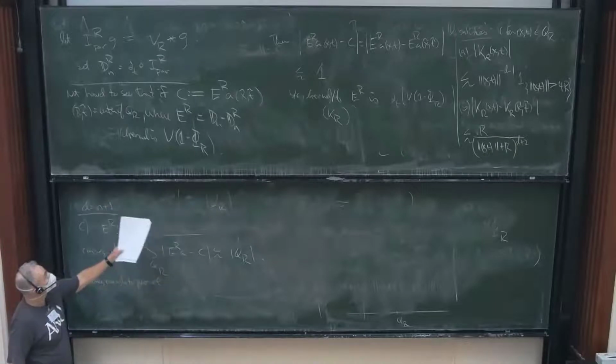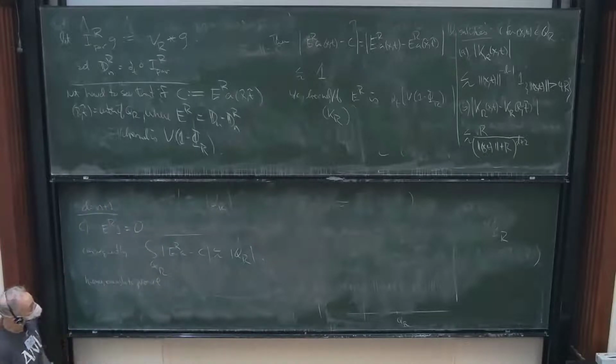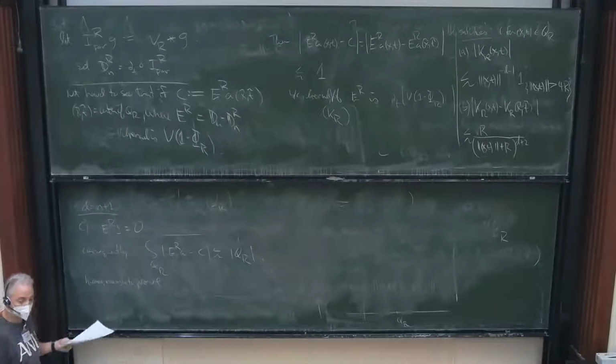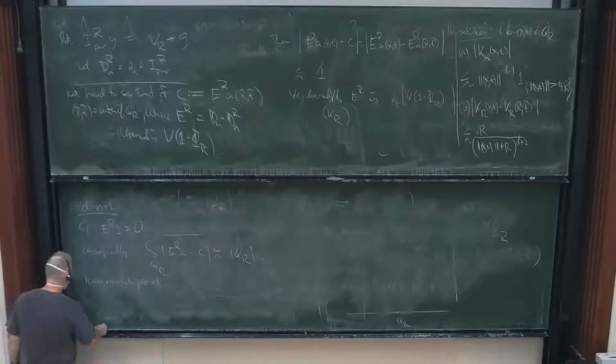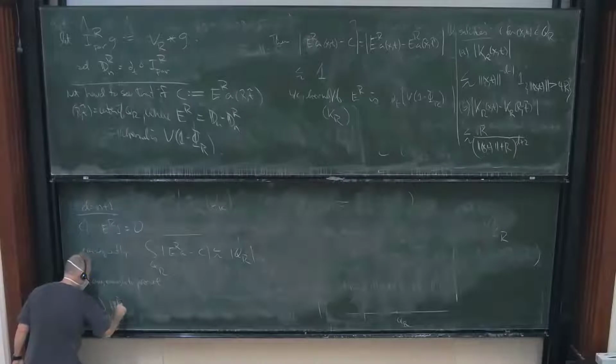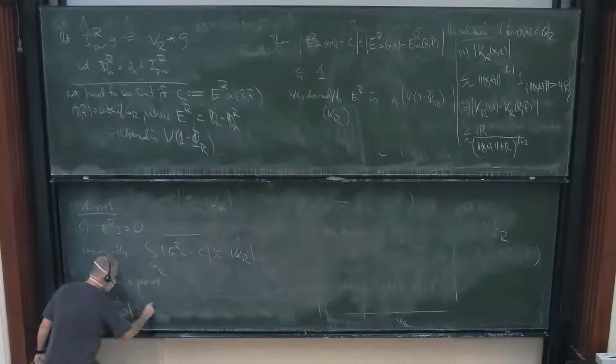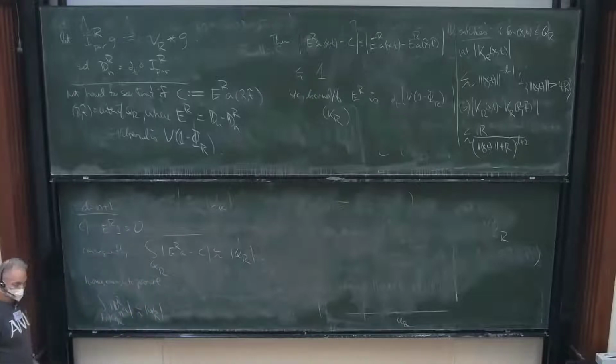the localized version, I guess it's not on the board anymore, but the localized version of the estimate that I wrote earlier, okay? So that the integral over f intersect QR of the localized half-order derivative is bounded by the measure of QR. Okay, it's enough to do that.